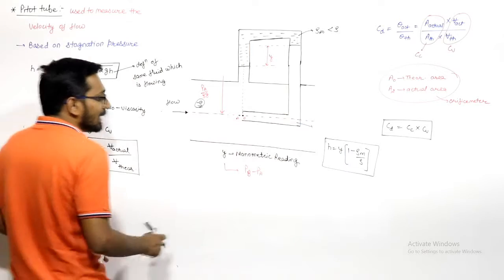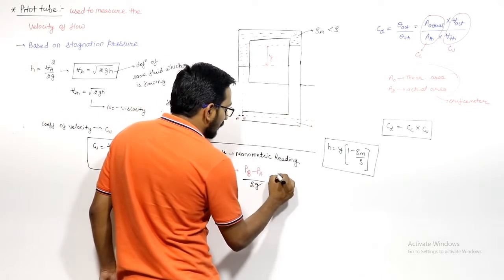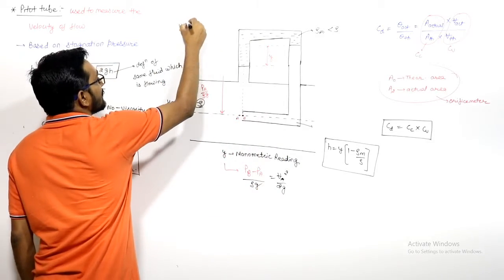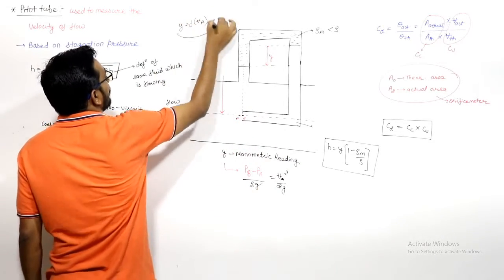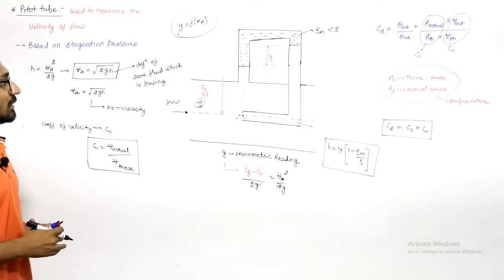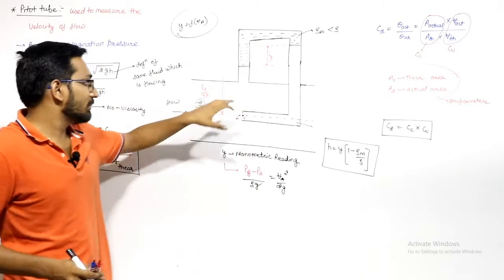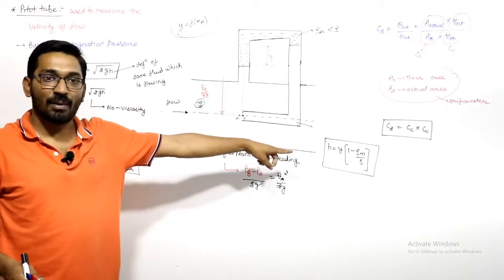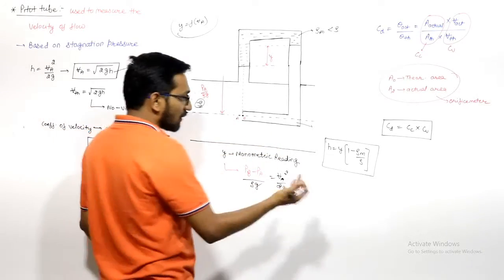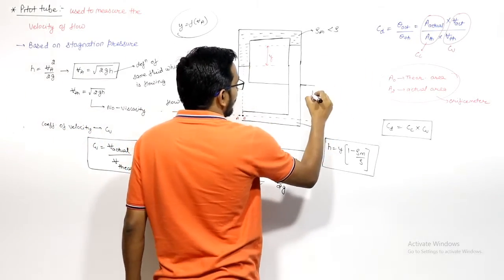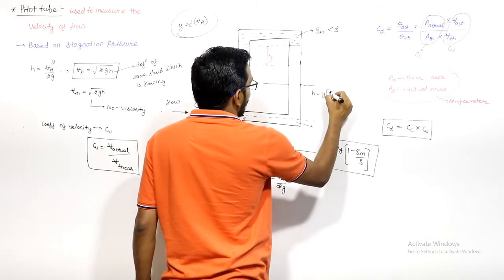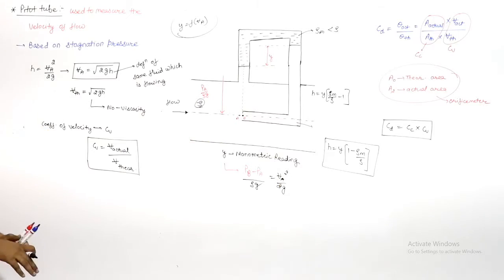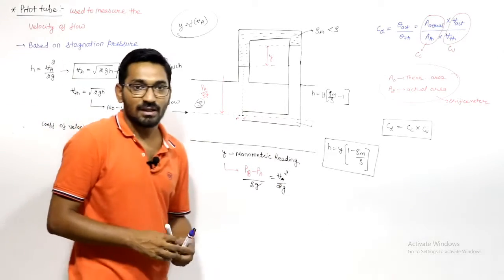Because PB minus PA upon rho g will be equal to VA square by 2g. You know this. So this y is a function of velocity only, because it shows the dynamic head only. But the problem is that here the density is rho m, but we want the H of density rho. So how to convert it? With the help of this formula. And if rho m is greater than rho, then you know that H will be equal to y into (rho m by rho minus 1). You know this. The same derivation, same formula will be applied here also.